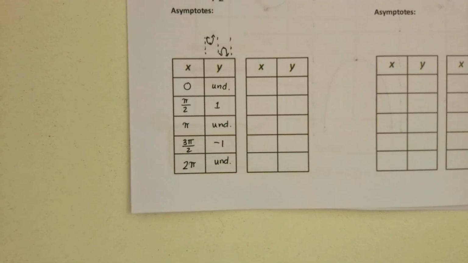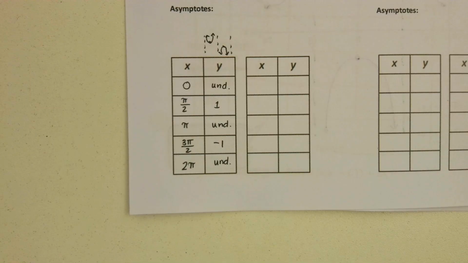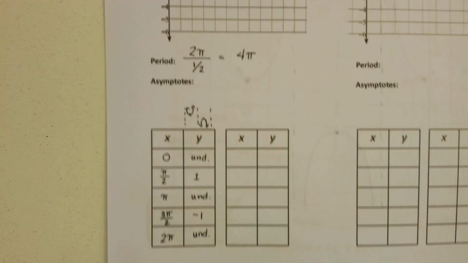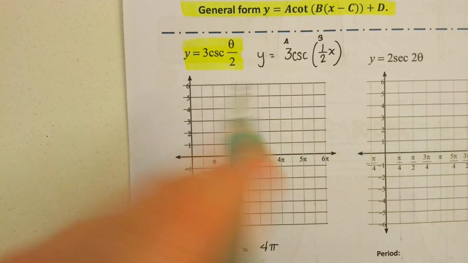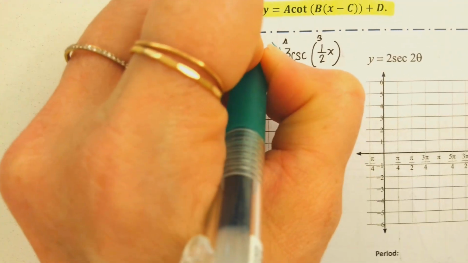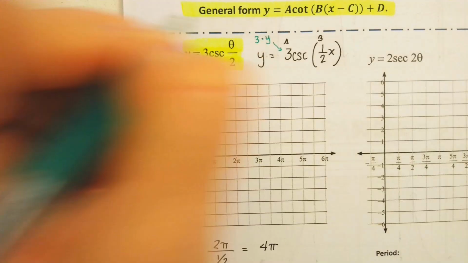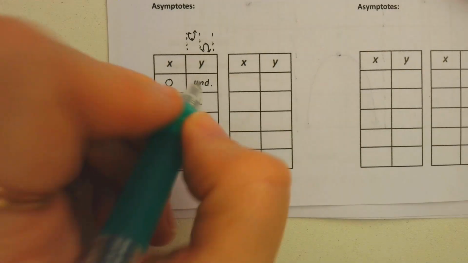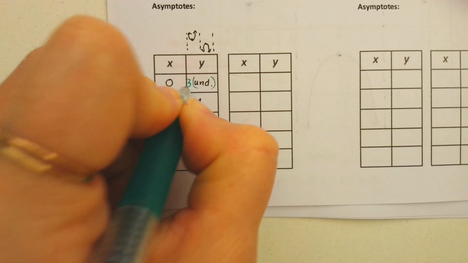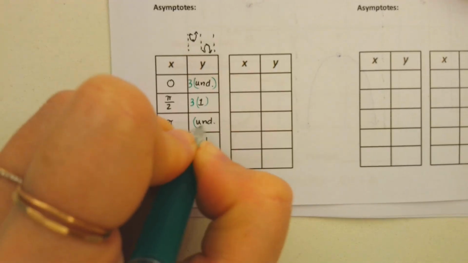And then I'm going to do just like I normally do to adjust my points. I'm going to just adjust using the values in the equation. Anything outside of the parentheses is going to affect the y's. So this 3 is telling me I need to do 3 times my y's. So I'm going to go down the y column, everything times 3. You can write it on the undefineds. 3 times undefined is still undefined though.